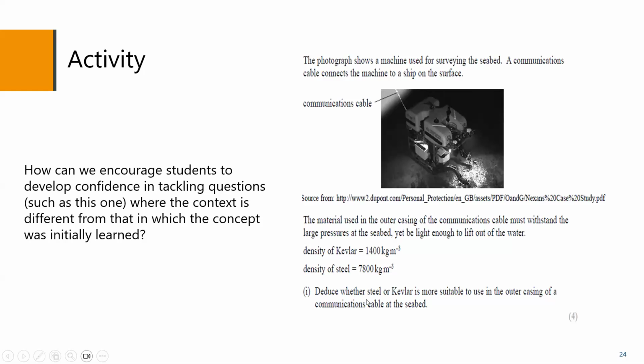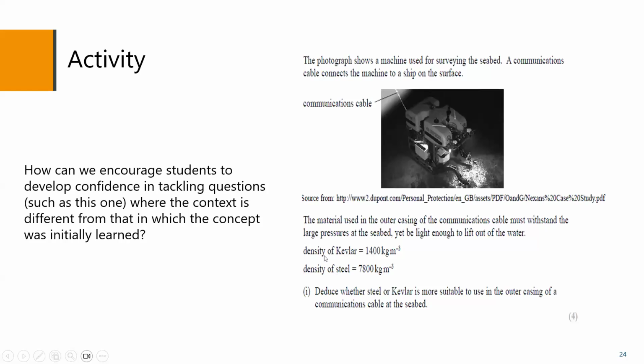Deduce whether steel or Kevlar is more suitable to use in the outer casing of a communications cable at the seabed. And you can see this is a 4-point question. How can we encourage students to develop confidence in tackling questions such as this one?